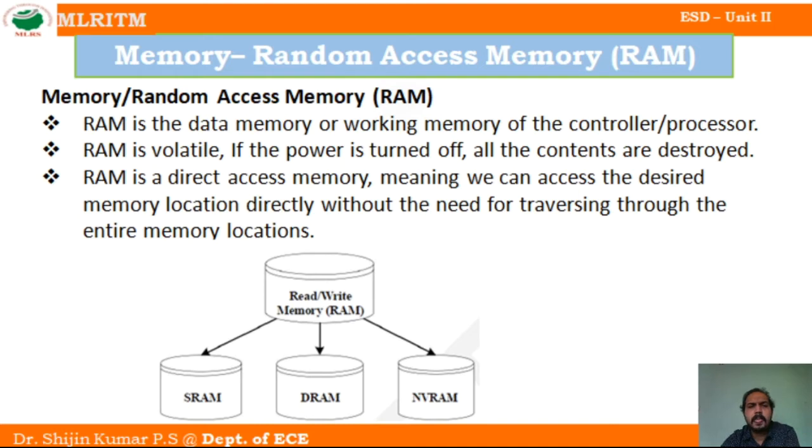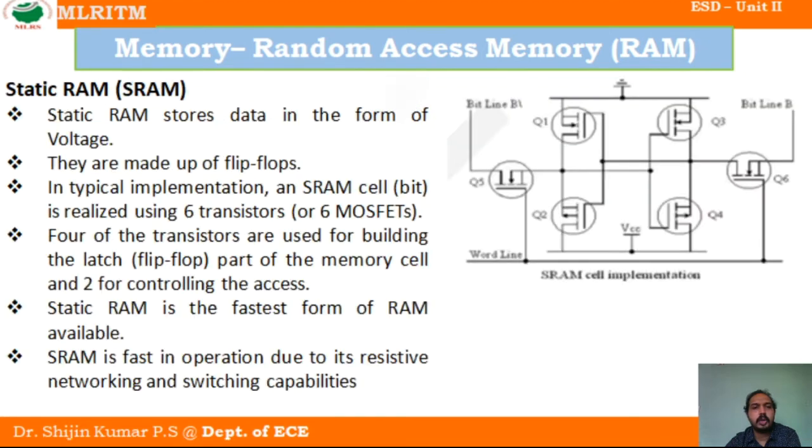This RAM or read or write memory is divided again into three types. One is SRAM or static RAM. Second one is DRAM or dynamic RAM. And the last one is NVRAM, that is non-volatile RAM. So these are the different types of RAMs that are available. First we will look into static RAM.